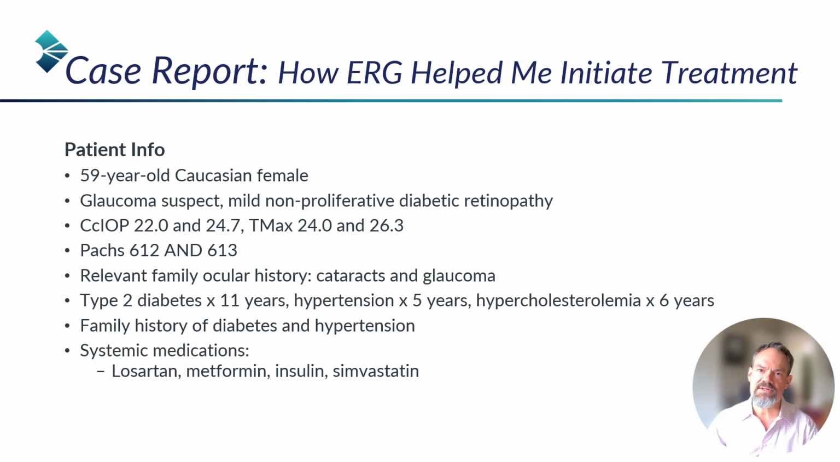Her pachymetries are in the thick range at 612 and 613, and cataracts and glaucoma run in her family. She's had type 2 diabetes for 11 years, hypertension for 5 years, and hypercholesterolemia for 6 years. A lot of comorbidities there. She has a family history of diabetes and hypertension, and you can see her systemic medications.